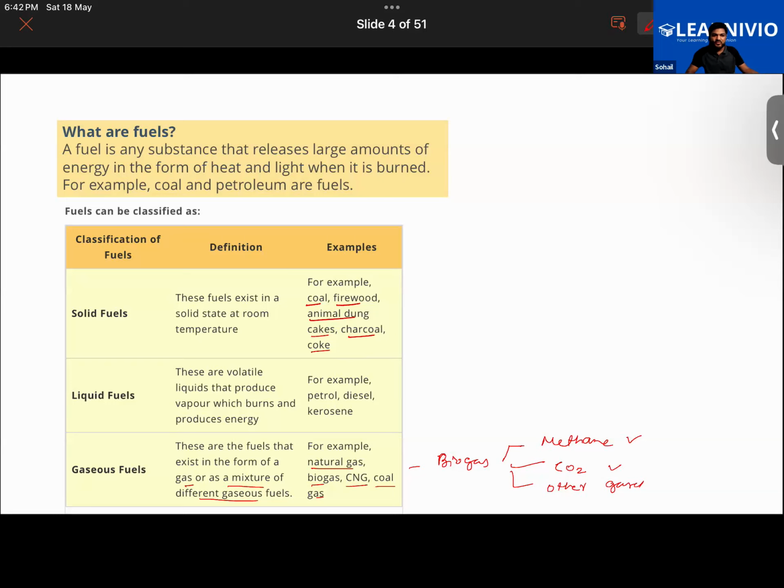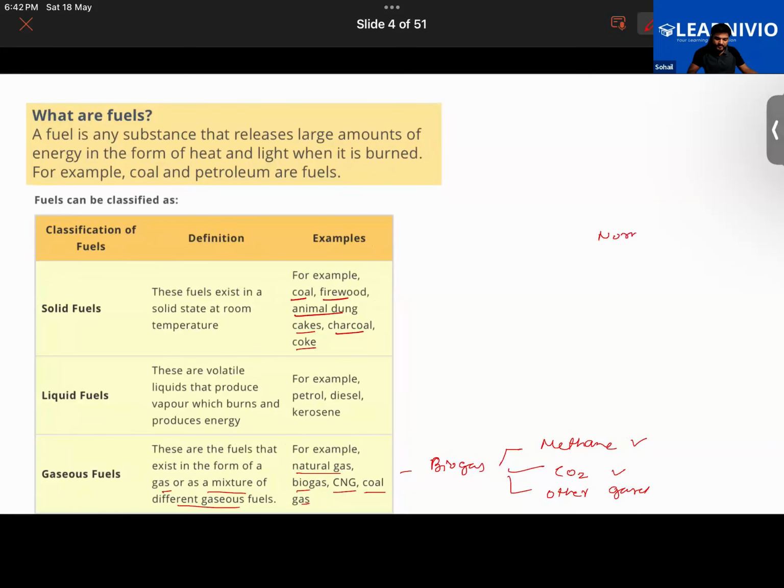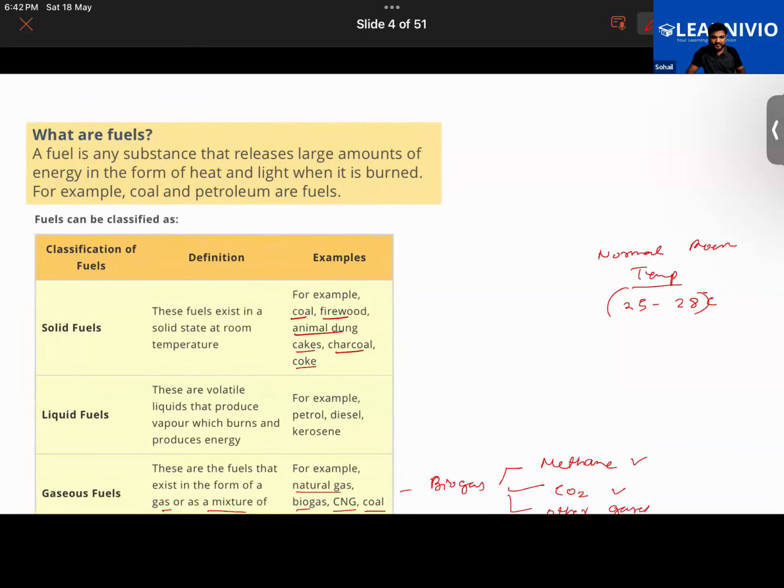Do tell me, what is the normal room temperature? Generally, it is somewhere around how much? 20, 25, 28. Yes. Usually normal room temperature is 25 to 28 degrees Celsius. So at this temperature, they are known to be usually existing in the solid state.